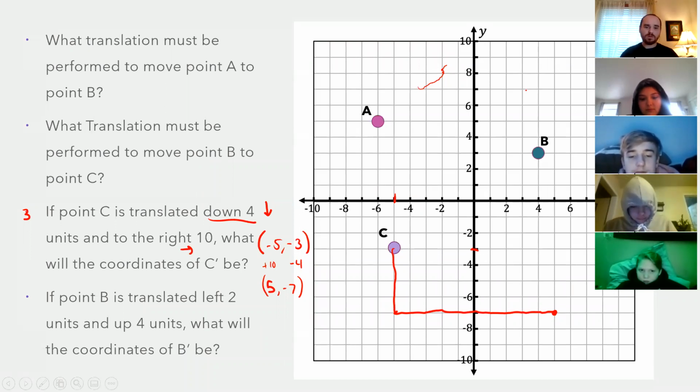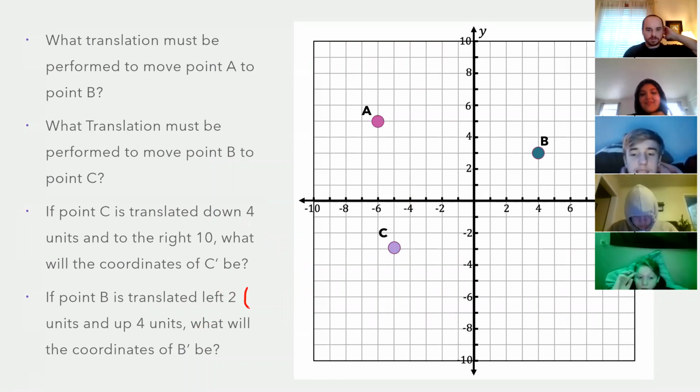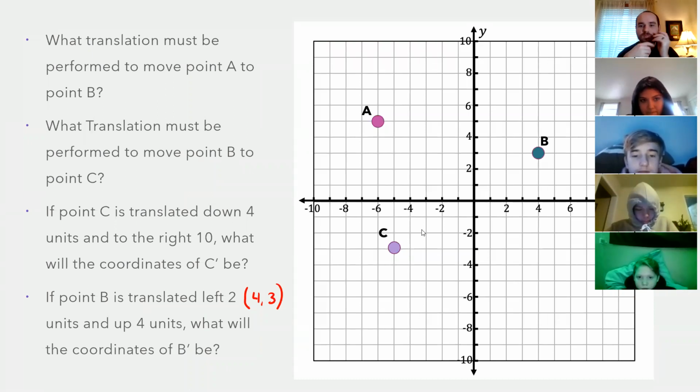Okay, so what I want you guys to do is try this last question on your own. Tell me, if point B is translated to the left 2 units and up 4 units, what will be the coordinates of B prime? I will start by giving you the coordinates for point B. It's at 4, 3. So I want you to tell me, if we move it left 2 units and up 4, what is the point going to be at? Correct, Alyssa.